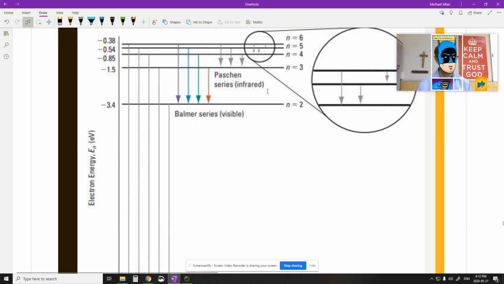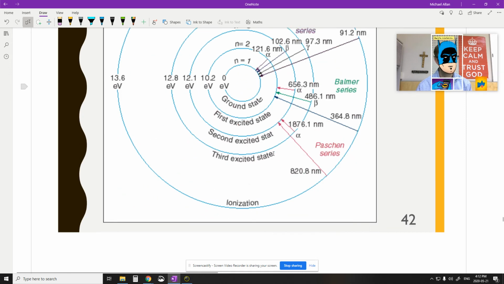The energy the other way around is the inverse square rate. So it just gets smaller and smaller as you go further out. So it's easier to draw an energy diagram versus a radius diagram.